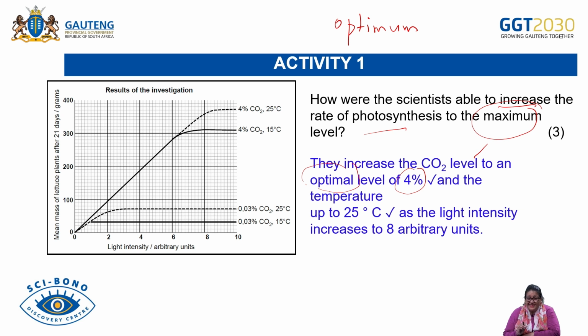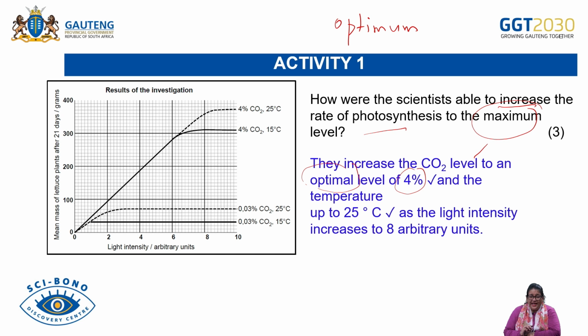You heard what I said, learners? You can say they increased the CO2 level from 3% to 4%, which is the optimum percentage of CO2, thereby increasing photosynthesis to its optimum and also increasing the mass of the lettuce plants to its optimum.